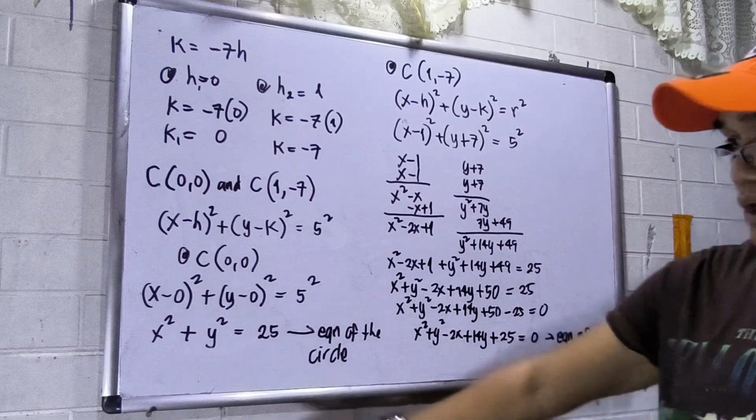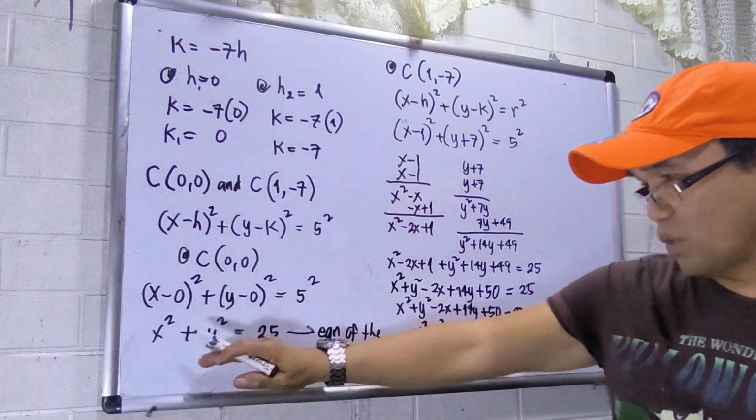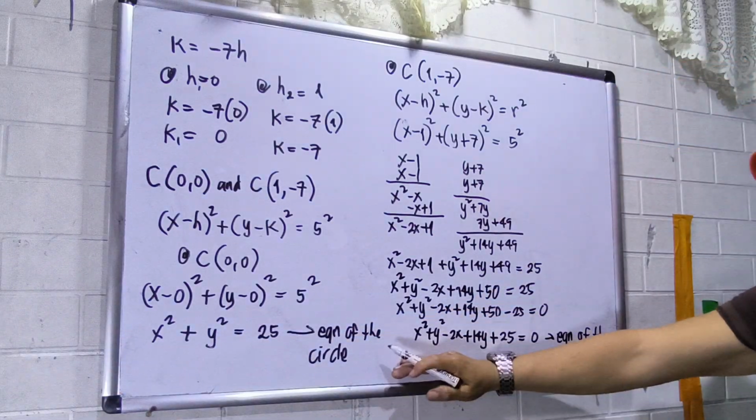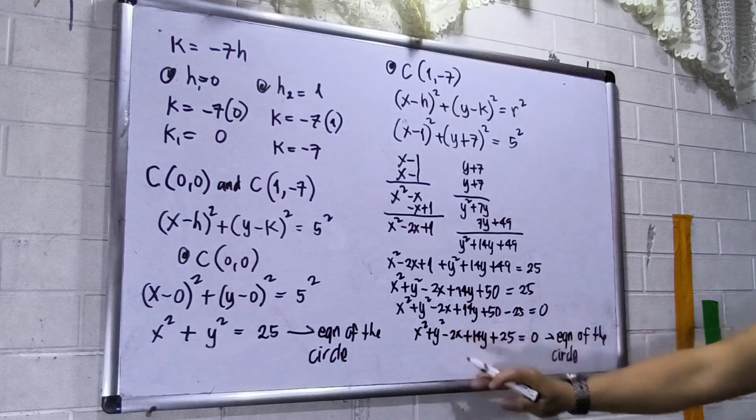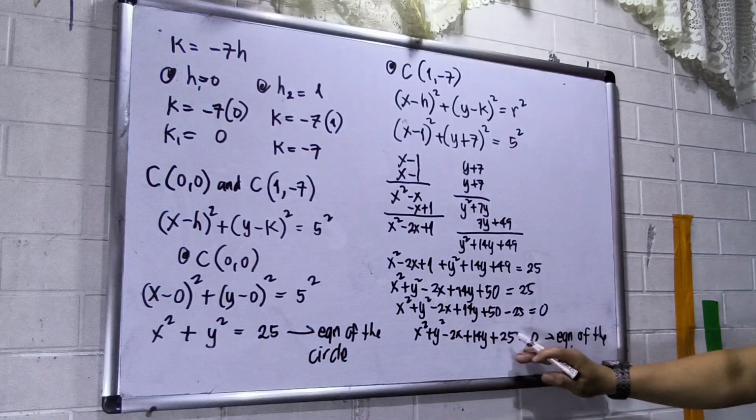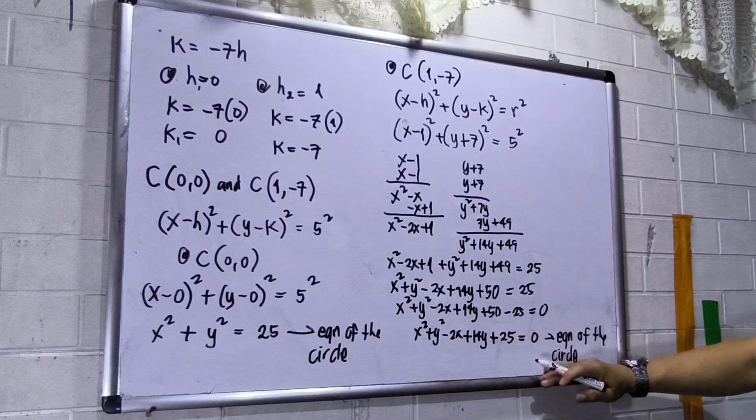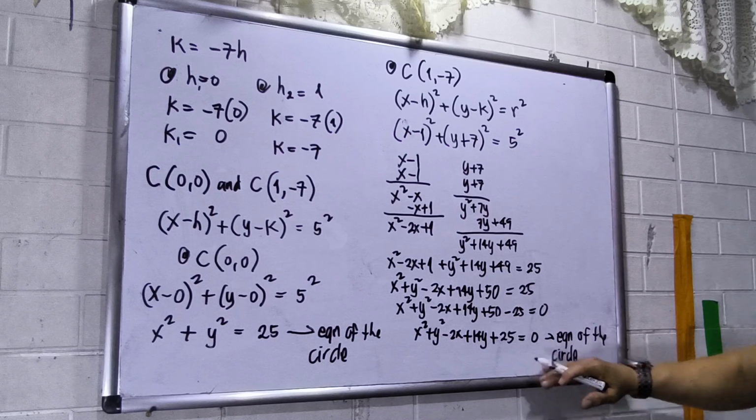So I have two. X squared plus y squared equals 25. Then the second will be x squared plus y squared minus 2x plus 14y plus 25 is equal to 0. This is the second equation of a circle. That's all.